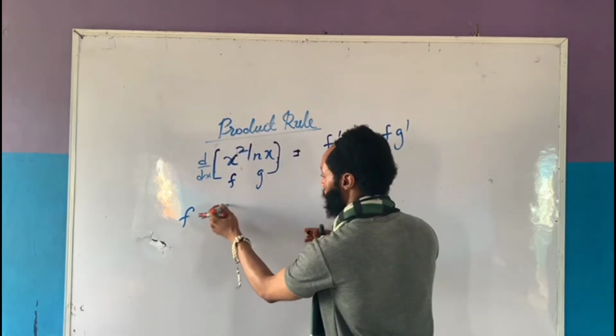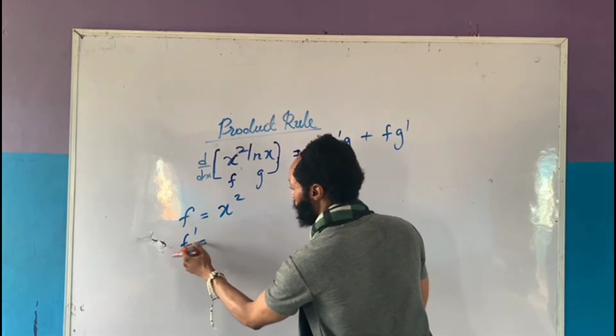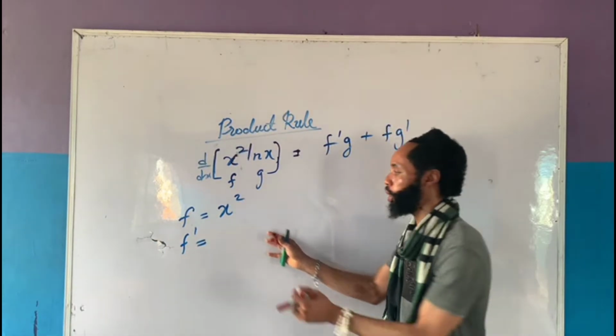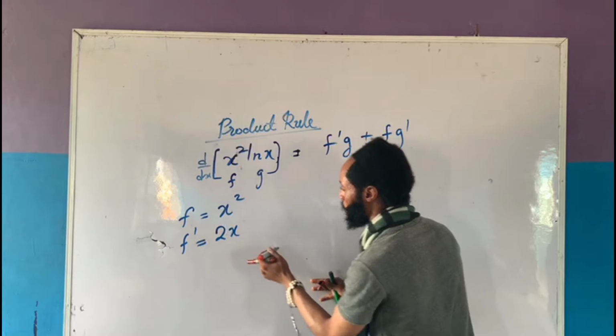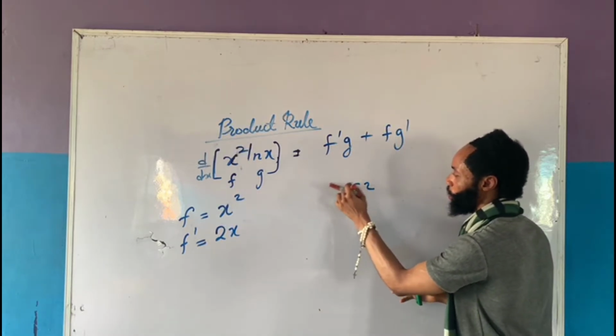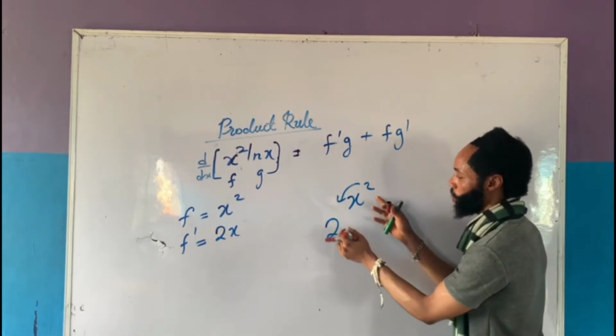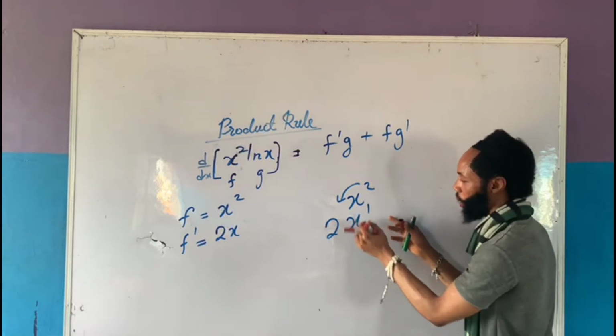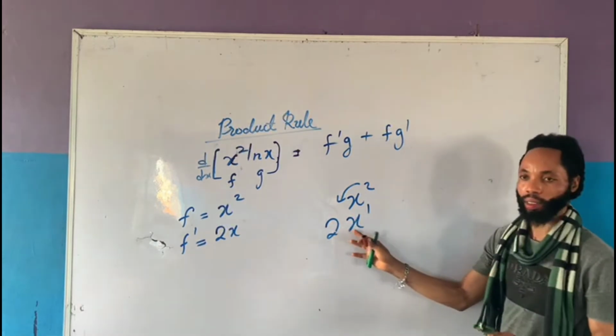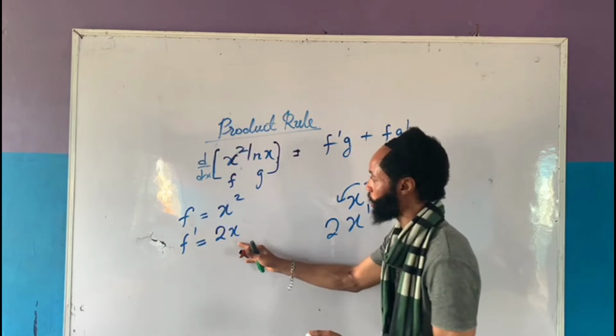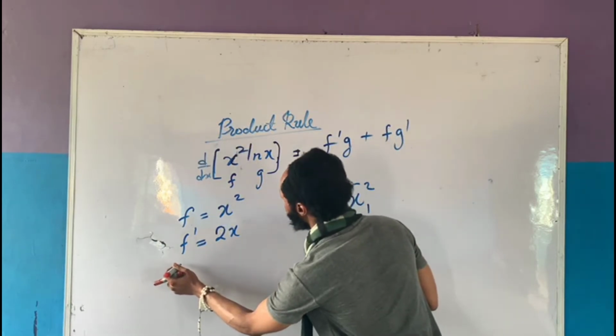So you say f equals what? x squared. Then your f prime is what? If you differentiate x squared, what will you get? You get 2x. Remember, I said it. x squared, you bring the power back: 2 times x. Your power drops down to 1. So 2 times x raised to the power 1 is what? 2x. Now if you differentiate, your g is what?